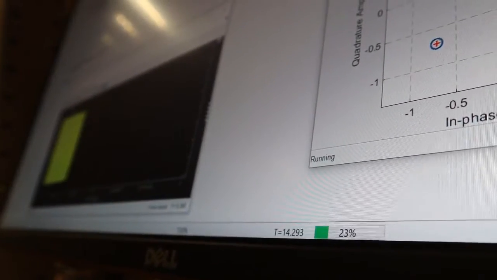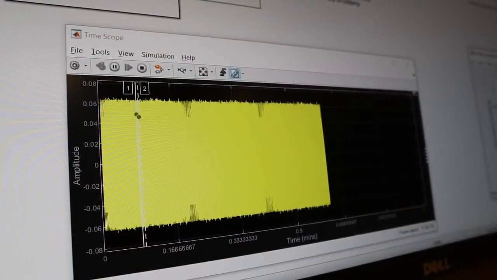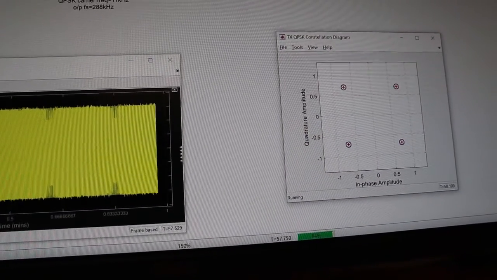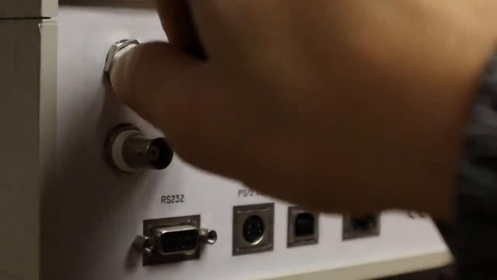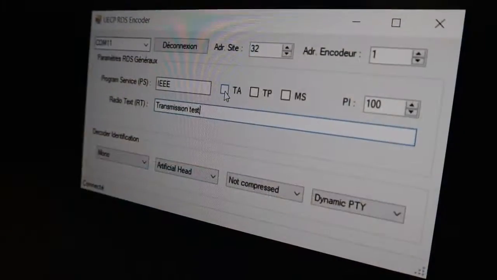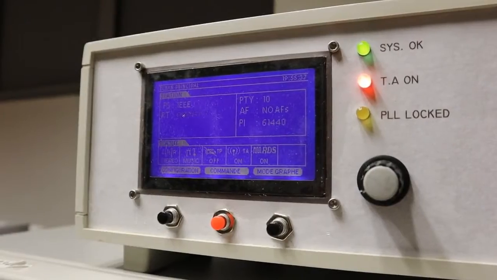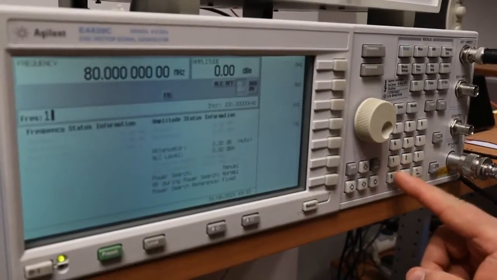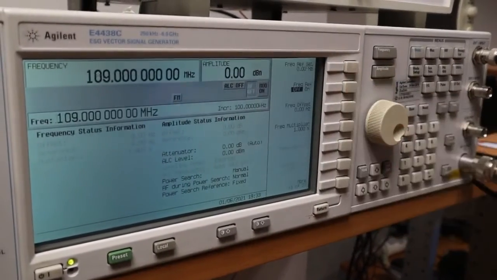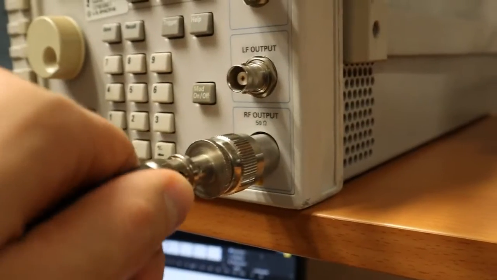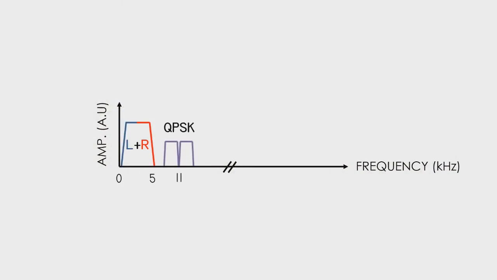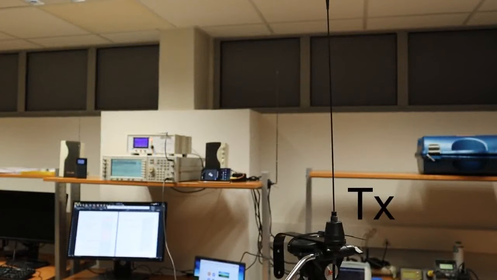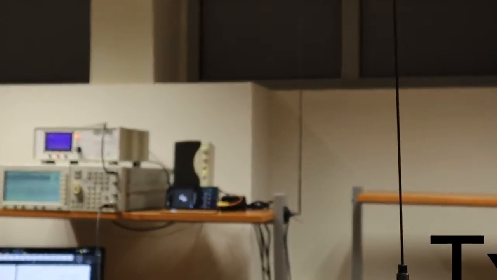More precisely, the audio and the data signals were built in MATLAB as a WAV file, which was played back by a smartphone. The RDS signal was then added by our encoder, which may be programmed via a PC interface. The arbitrary waveform generator ESG4438C from Agilent performed the FM modulation of the radio frequency carrier by using the composite signal as modulator. Then the obtained RF signal is emitted by this omnidirectional antenna.